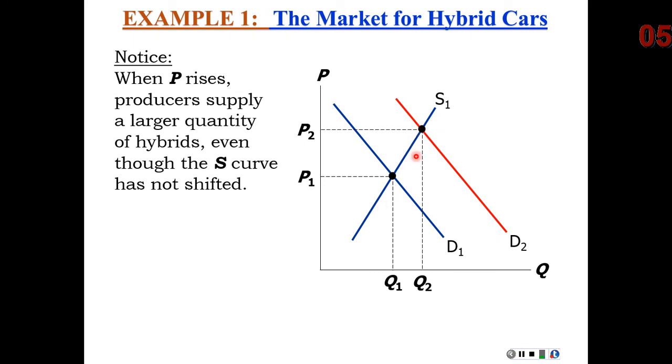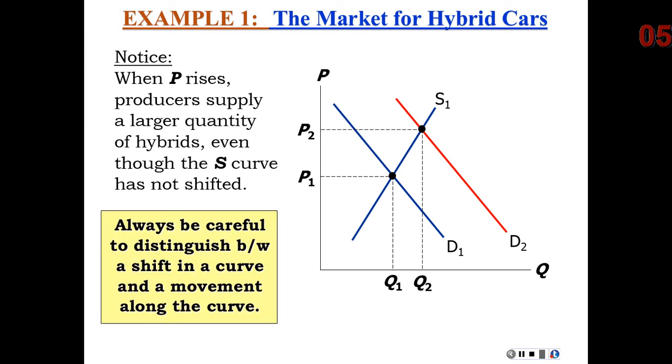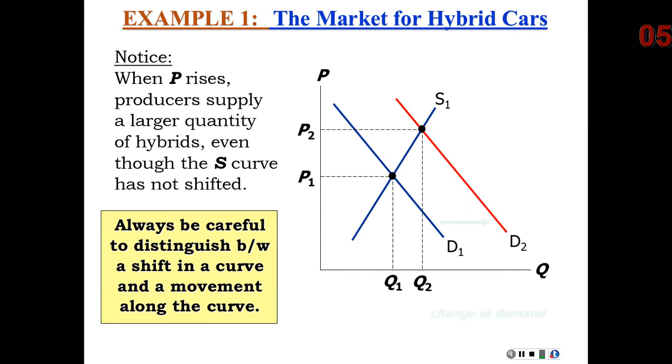So we do get more hybrid cars, we do get an increase in quantity supplied, but because it's caused by a change in price, we don't need a new supply curve. We simply move up along the existing one. Always be careful to distinguish between a shift in a curve and a movement along the curve, okay, very important.